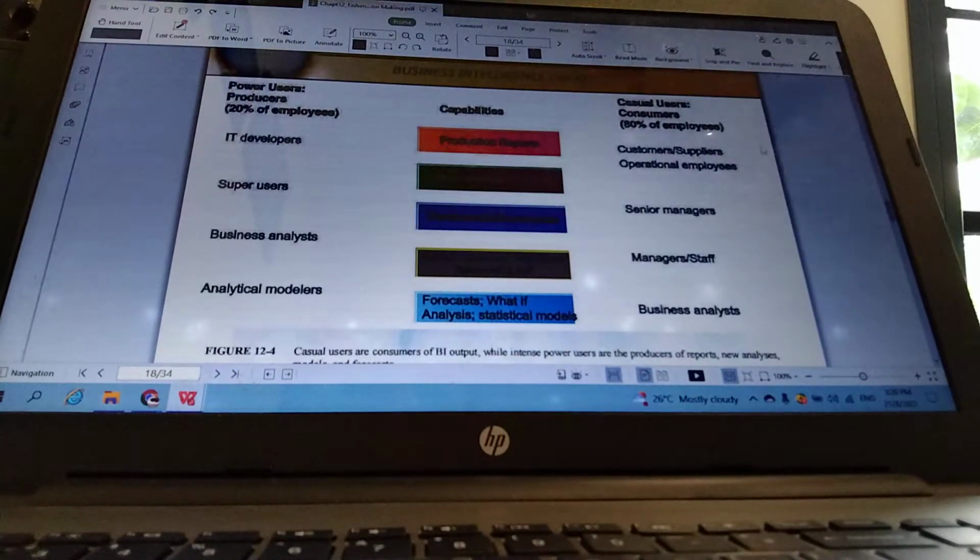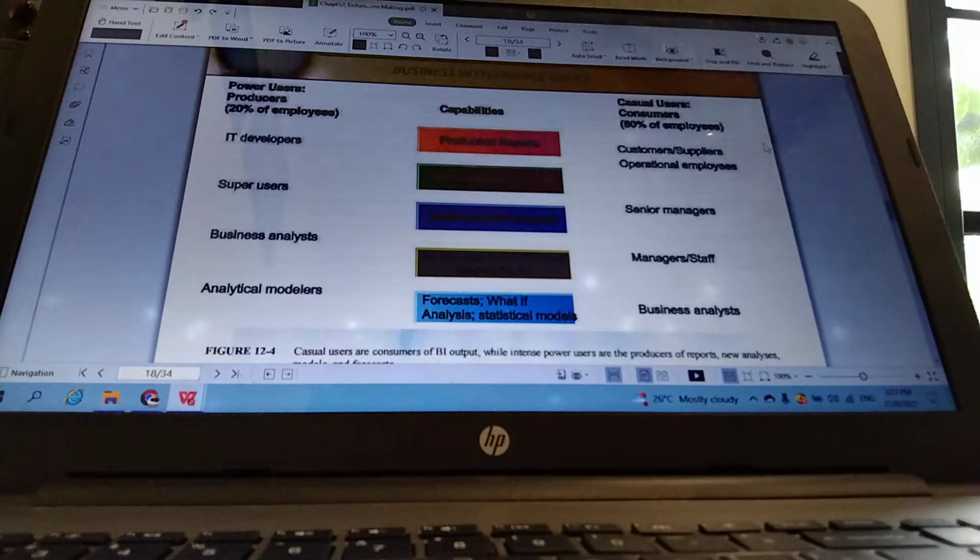What you can see in the next slide is similar information, where you can see who the power users, also known as producers of the BI system or BI reports, are, and how they are classified. Only 20% of the employees are known as power users. And who are they? They are the IT developers, super users, business analysts, and analytical modelers, those who are involved in analytical work. And what are their capabilities?